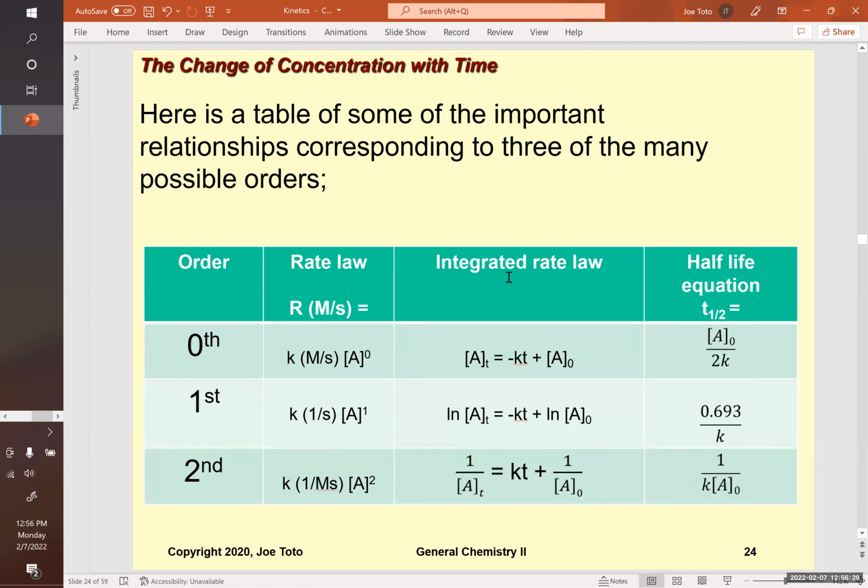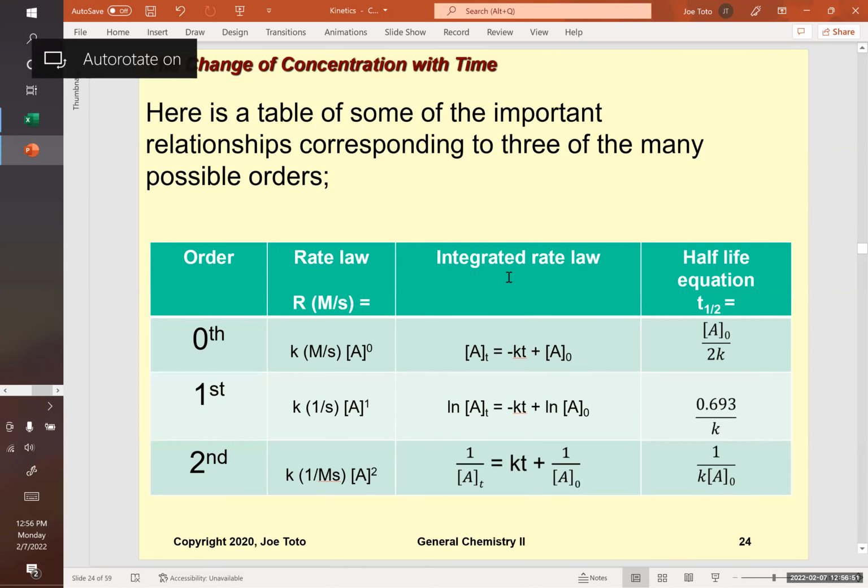And here I have the integrated rate laws in this table. I might remind you that for the in-class exams 1, 2, and 3, you'll be able to use a 3x5 card with any equations on it that you might need for the exam. It might be a good idea to recreate this table on your 3x5 card.